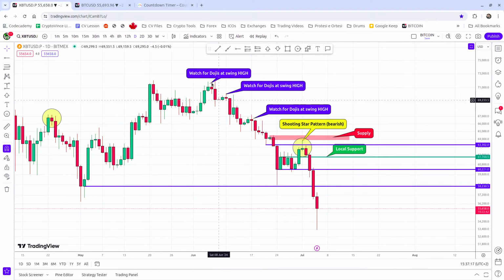That's why I said in the channel, let's just follow the trend and let's keep shorting until we see some bullish sign.